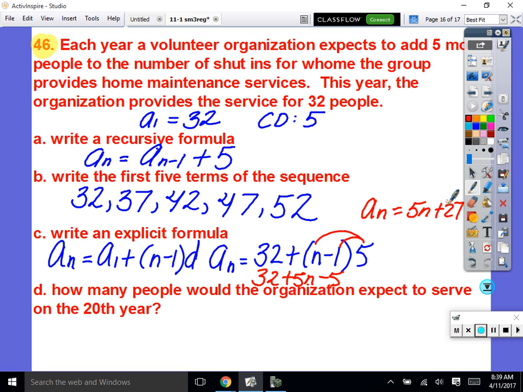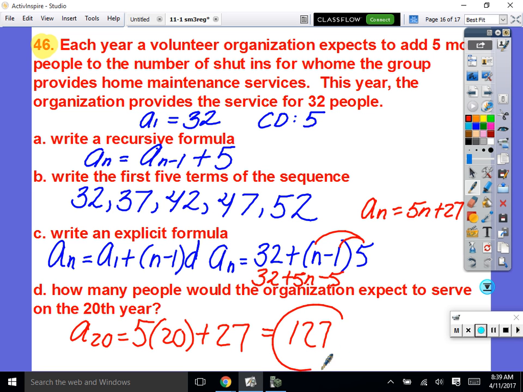So now it says, how many people would the organization expect to serve on the 20th year? So isn't that a sub 20? Okay. It is a good one. So let's plug in 20 here for n. So we have 5 times 20 plus 27. What is it? 127. Very applicable in the real world. Okay, so it's just deciphering what you're talking about.